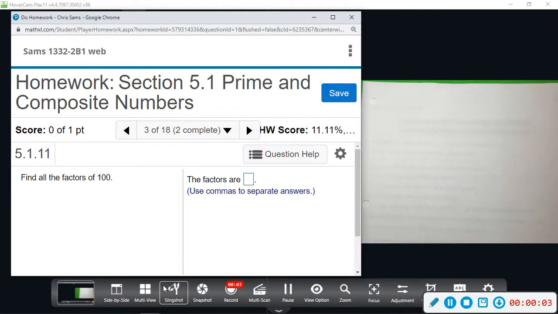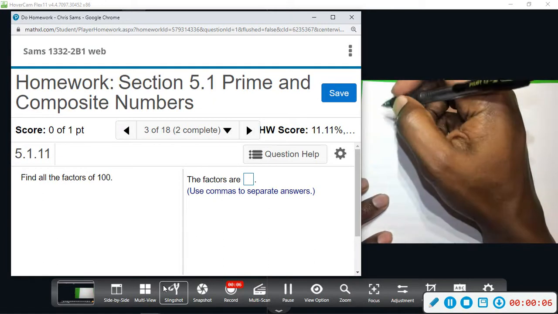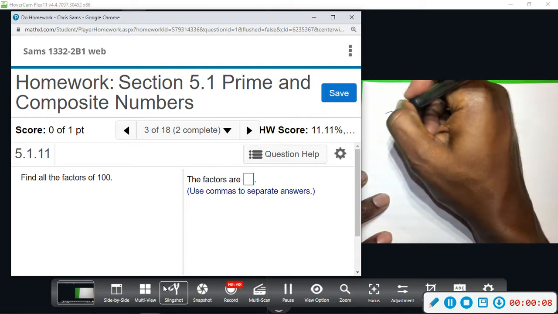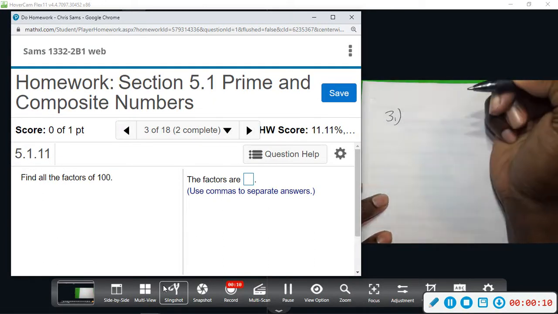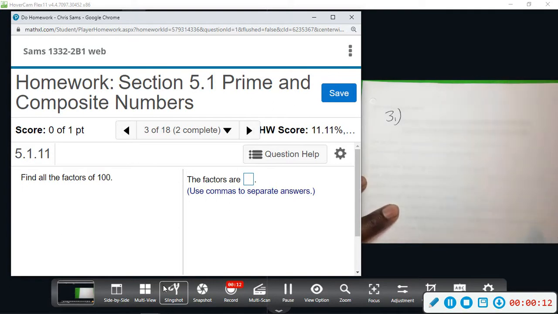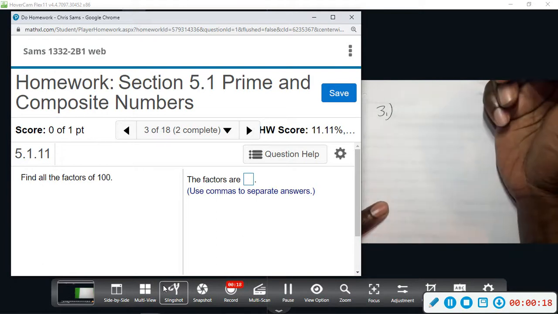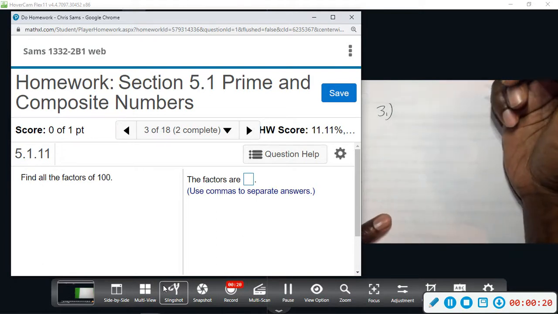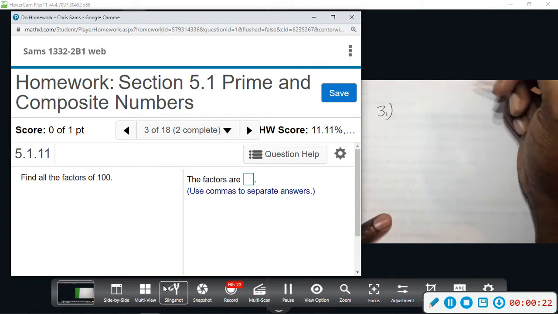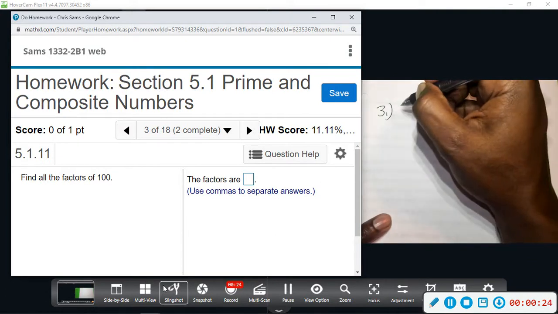Alright, number 3, we want to find all the factors of 100. So I'm going to use that same method I used in the previous problem. I think the book just says try to divide it by 1, 2, 3, and so forth. That might take some time, and you could miss, because who knows how many numbers you'd have to use. So it's best to just go straightforward.